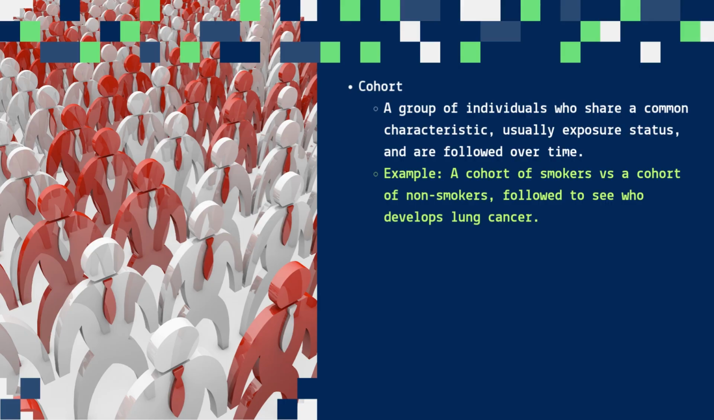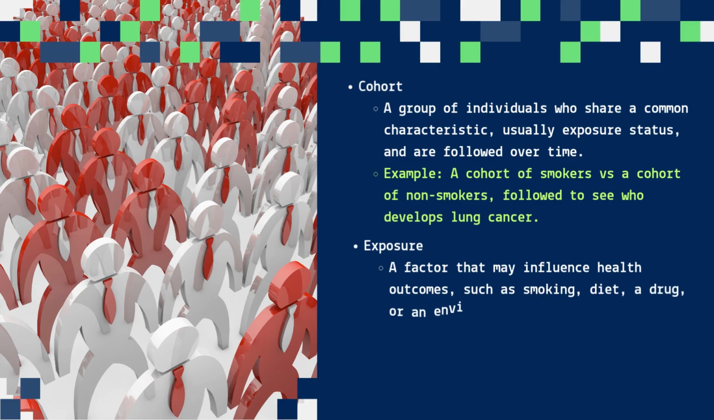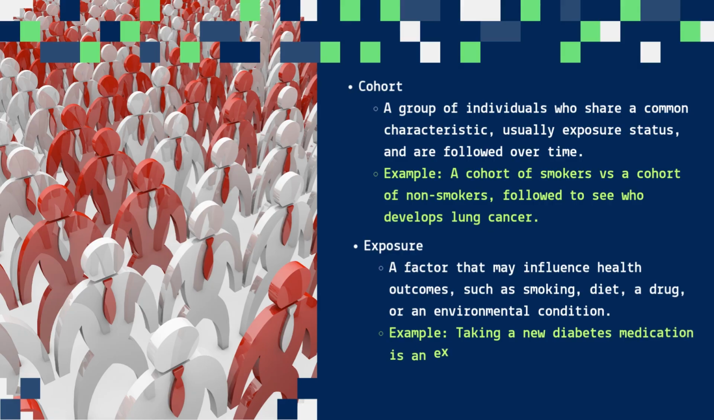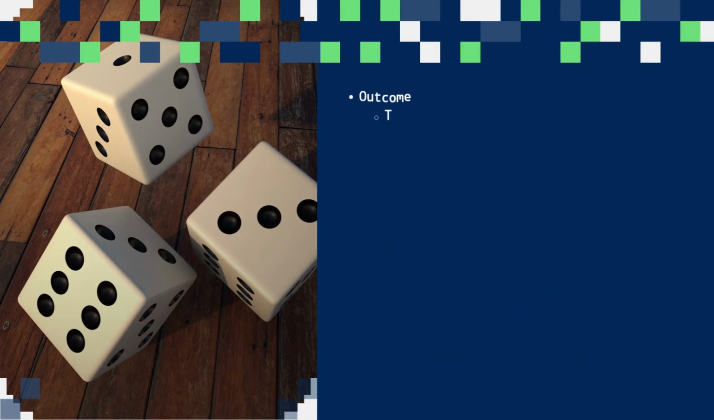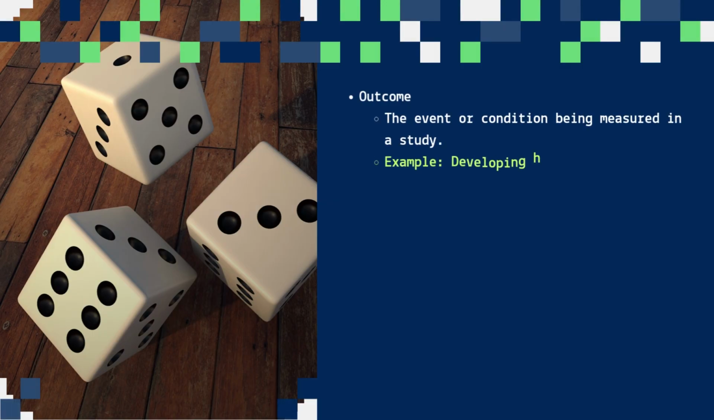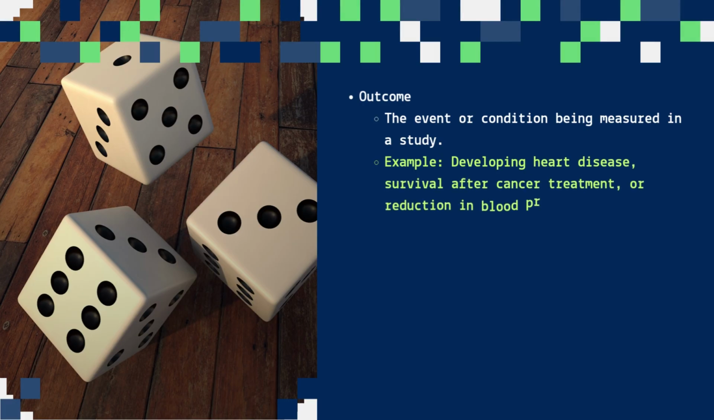Now, when we follow a cohort, we're usually looking at their exposures, the factors that might influence health. An exposure can be anything: smoking, exercise, diet, a new drug, or even an environmental condition like air pollution. And whenever we talk about exposure, we're naturally interested in the outcome. What happens as a result? Outcomes could be events like developing diabetes, surviving after cancer treatment, or simply a change in blood pressure.